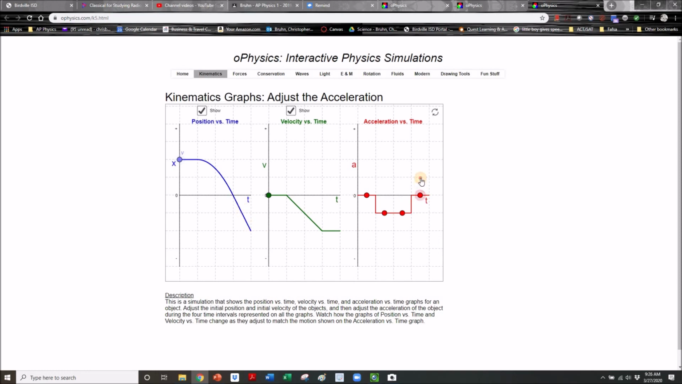So if I move this one up, notice what happens. I end up with a curve, parabolic part up, and I have a positive velocity here. Okay?